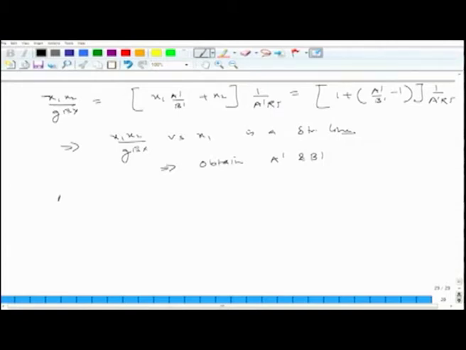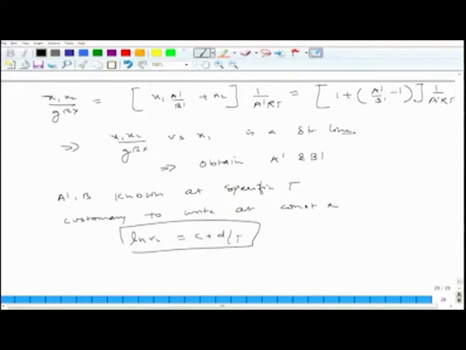Now, often you may have A and B known at a specific temperature, and then you would like to find them at a different temperature. So, it is customary to write, at constant x, ln gamma i is C plus D/T. So, you have the information, and you can get it at different temperatures using this kind of customary expression, where C and D are empirically determined.